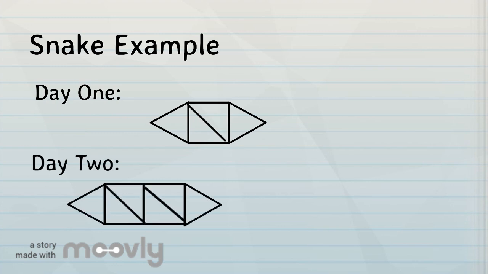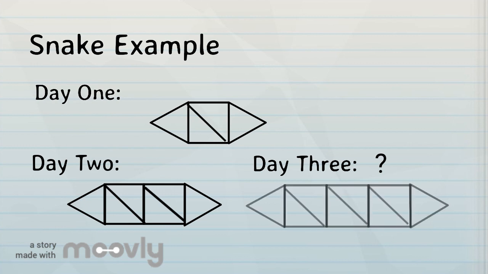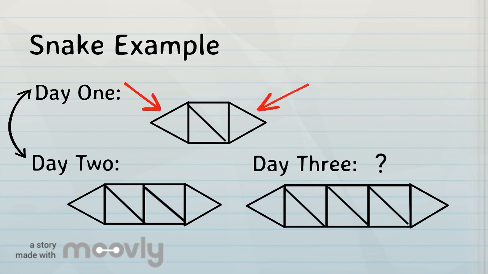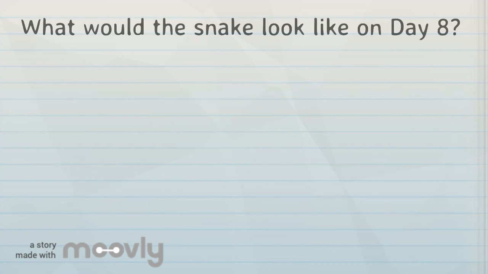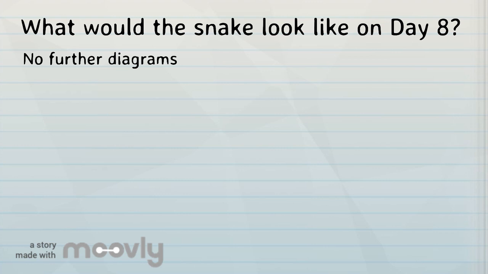Let's pause the video and have a think about what the snake would look like on day 3. Were your thoughts correct? Now, the relationship between day 1 and 2 allows us to see the pattern. We can identify the core of the pattern as a snake's head and tail. As the snake grows, it increases by 2 triangles per day plus the outer 2 that make up the head and tail. If I wanted to work out what the snake would look like on day 8 without drawing it, how could I do this?